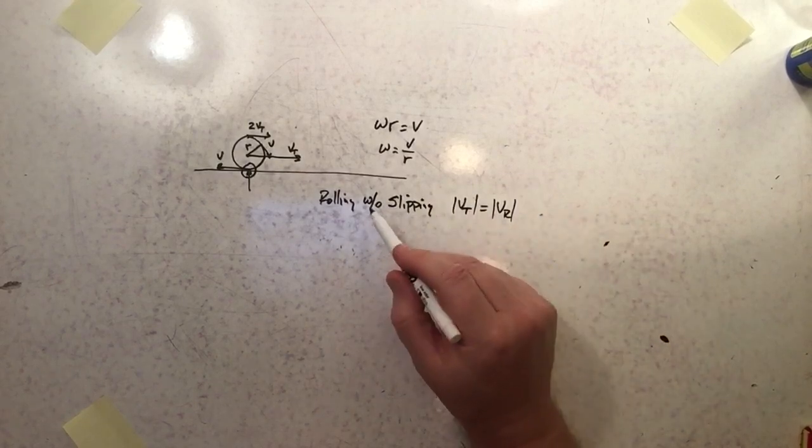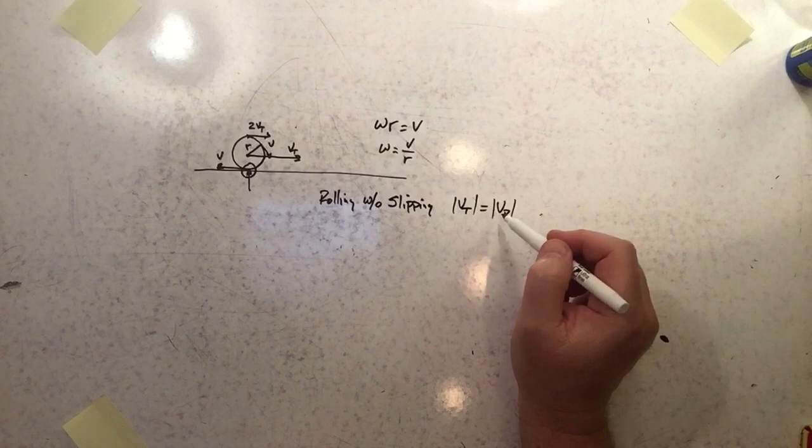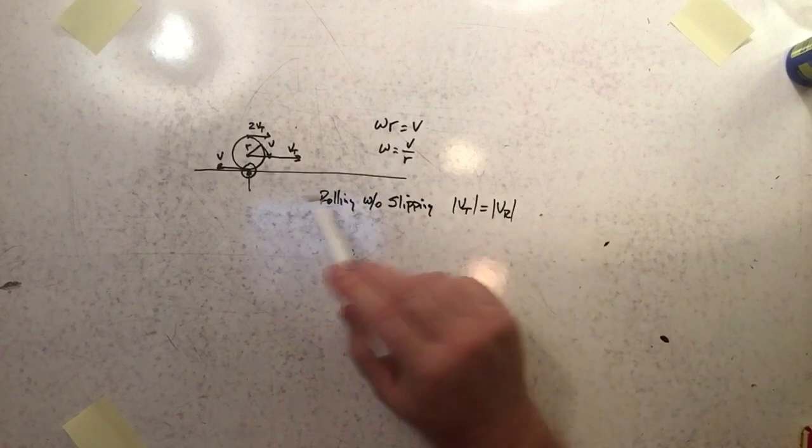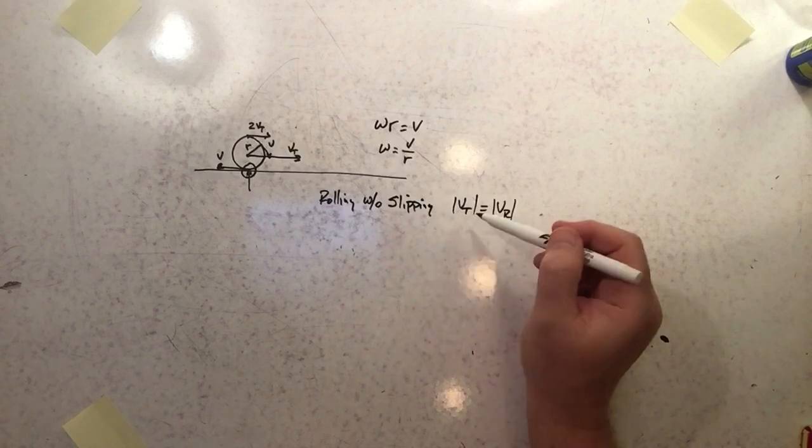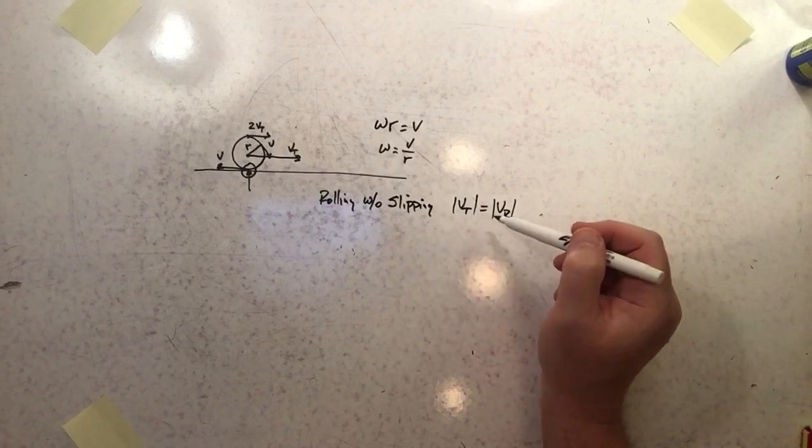We're going to look at one or two examples of this, and that's basically when an object rolls down an inclined plane, and we want to see what speed it gets to at the bottom. Okay?